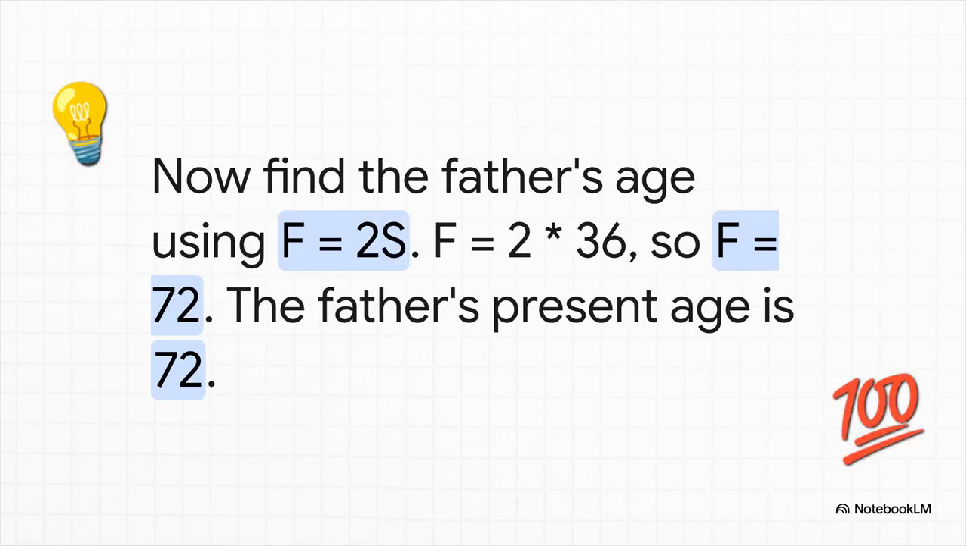Okay, once we know the son's age, finding the father's is a piece of cake. We just jump back to that first super simple equation we made, F equals 2S. Plug in 36 for S, and we get 72. So the father is 72. We've got both their ages.